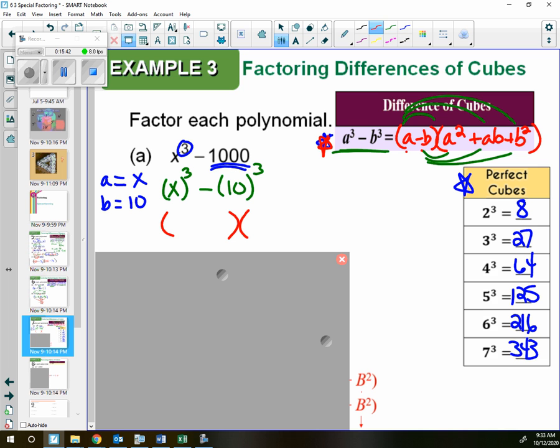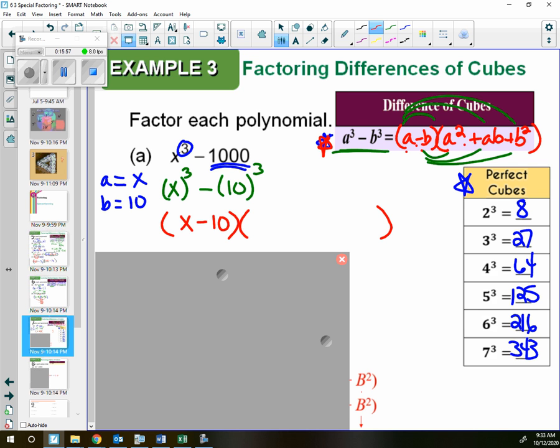So we have a binomial and a trinomial. So we have a minus b. Well, a is x and b is 10. And notice you've got to follow the signs the way they are. That's how our terms add up to what we need to have for a cubed minus b cubed.